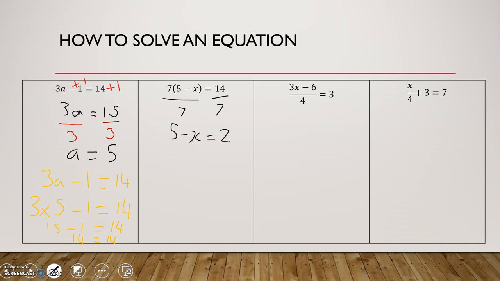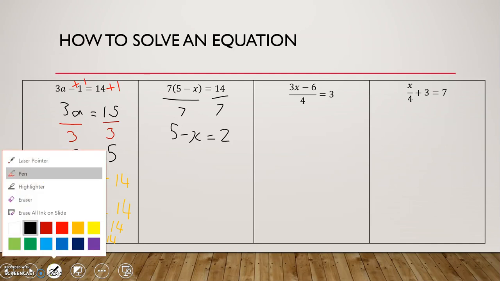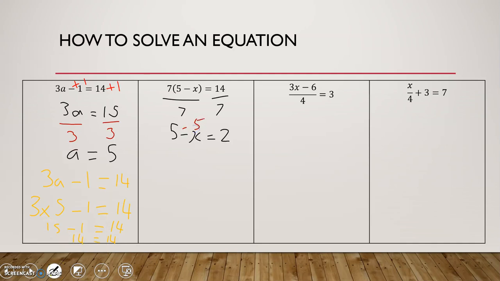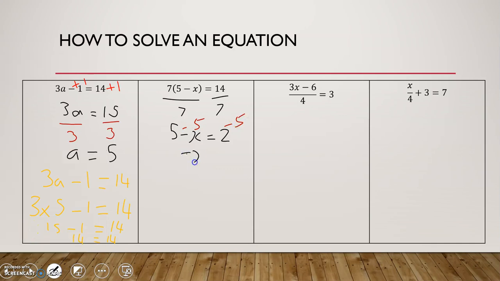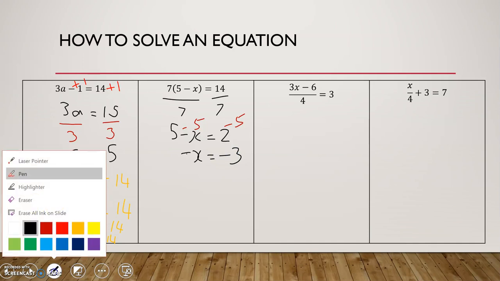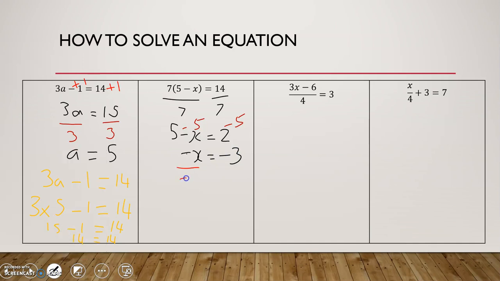Your next step is I want to move the 5. Now currently that 5 is a positive 5, so our opposite operation will be to minus 5. So you'll have minus 5 and minus 5. So then I have negative x equals 2 minus 5 is negative 3. Now because I want just x, in front of that x, that means there is a negative 1. So I need to divide by negative 1. And so x equals 3.